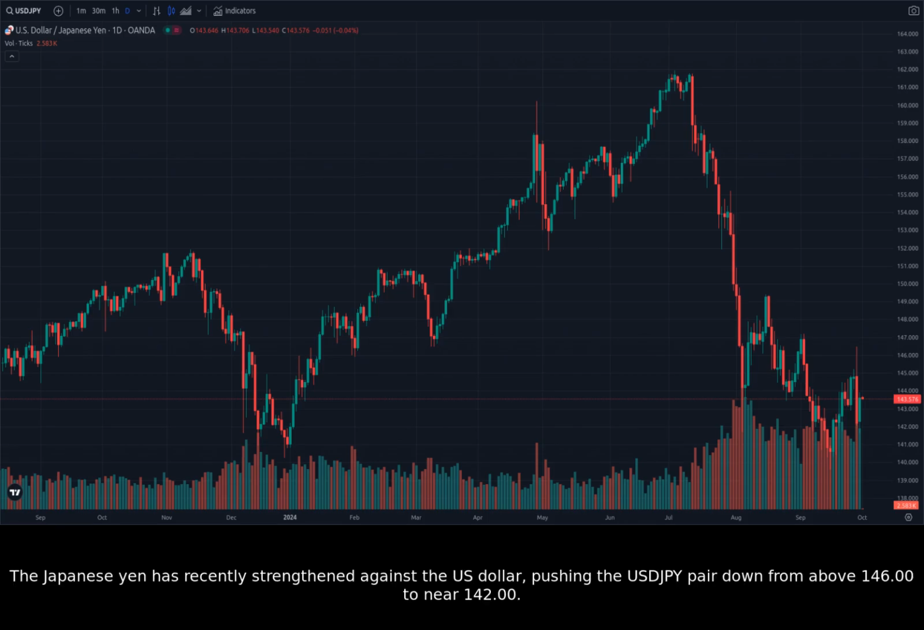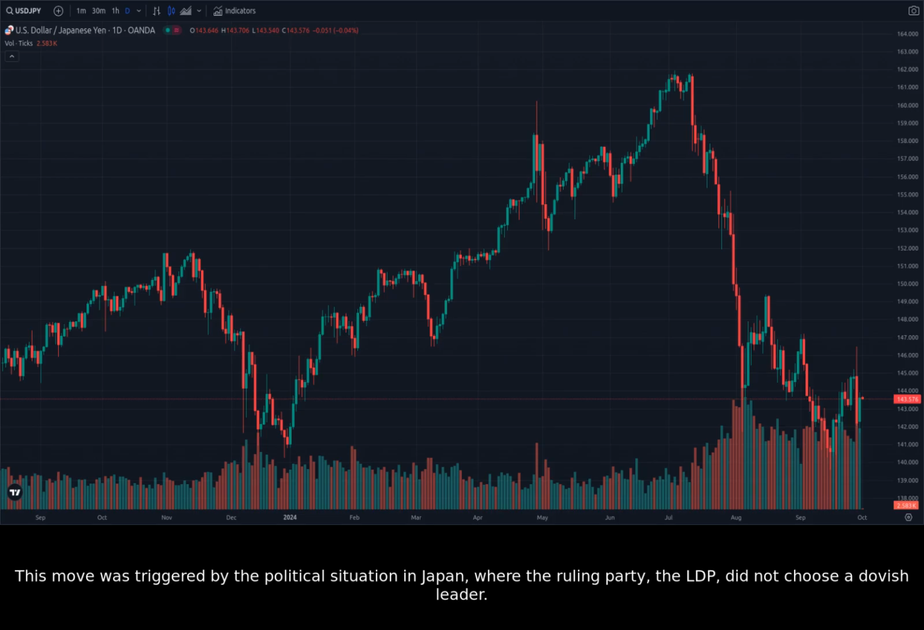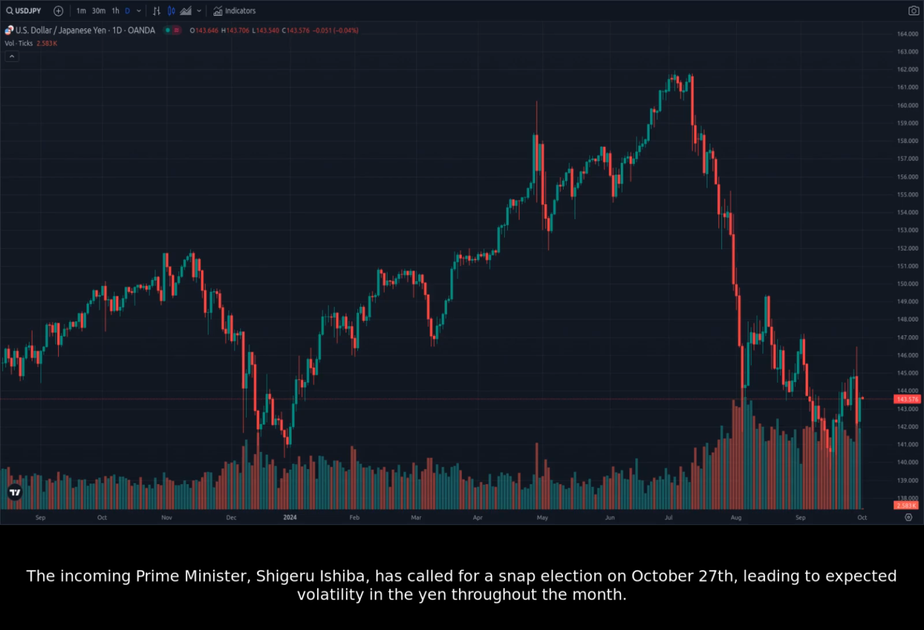The Japanese yen has recently strengthened against the US dollar, pushing the USDJPY pair down from above 146.00 to near 142.00. This move was triggered by the political situation in Japan, where the ruling party, the LDP, did not choose a dovish leader. The incoming Prime Minister, Shigeru Ishiba, has called for a snap election on October 27th, leading to expected volatility in the yen throughout the month.